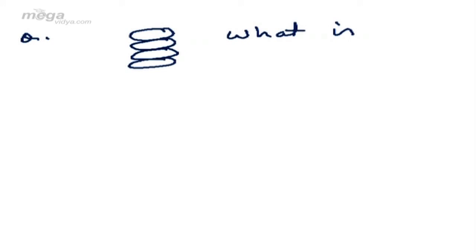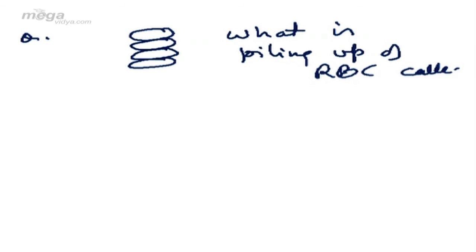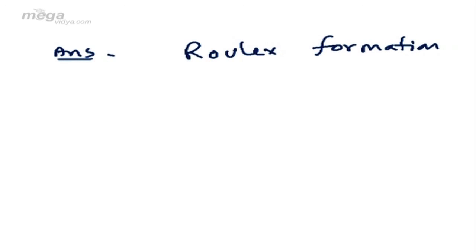Another question on RBC can be that sometimes RBCs pile up like a stack of coins. The question will be, what is this piling up of RBC called? And the answer will be, it is called rouleaux formation.